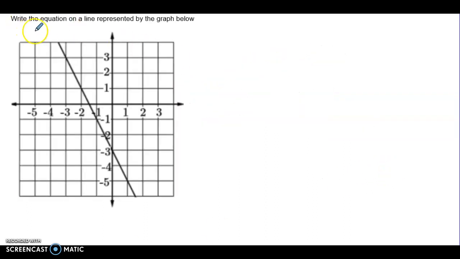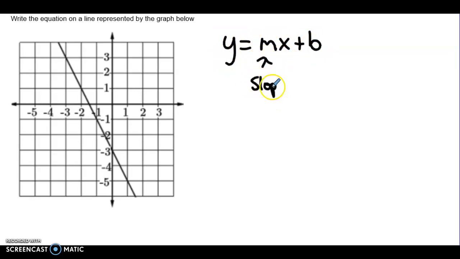Last one. Write the equation of the line represented by the graph below. All right, so our equation of our line is y equals mx plus b, where m is the slope and b is the y-intercept. So the first thing I'm going to do is figure out where that y-intercept is located. I'm going to look on my y-axis, and it crosses right there at -3. So I can go ahead and plug -3 in for b. And then I've got to figure out my slope.